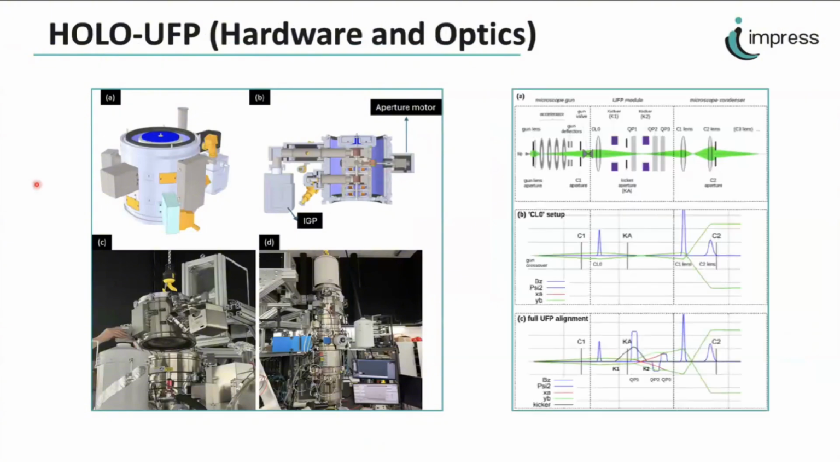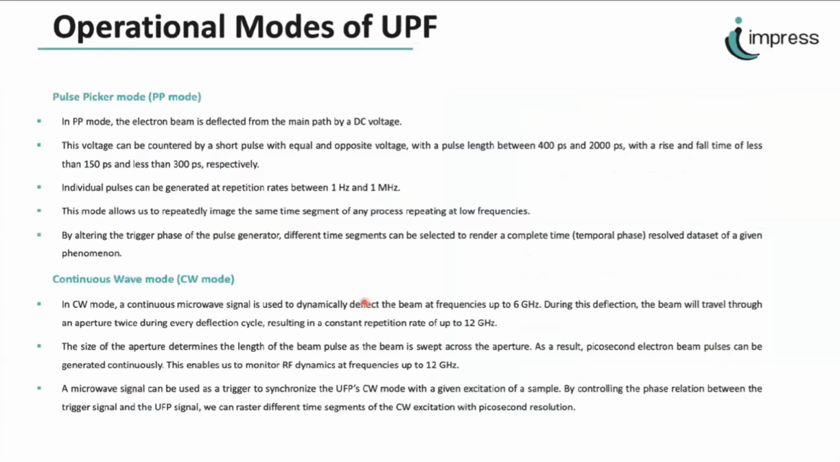I will not go through the structure of this cavity in much detail, but we can discuss it in the break room. There are some optical elements to control the quality, shape, and coherence of the electron beam. And with this, we can create different pulses in two different modes. In pulse picker mode, which is based on electrostatic sources, we can provide, for example, 150 to 300 picosecond pulses with different repetition rates.